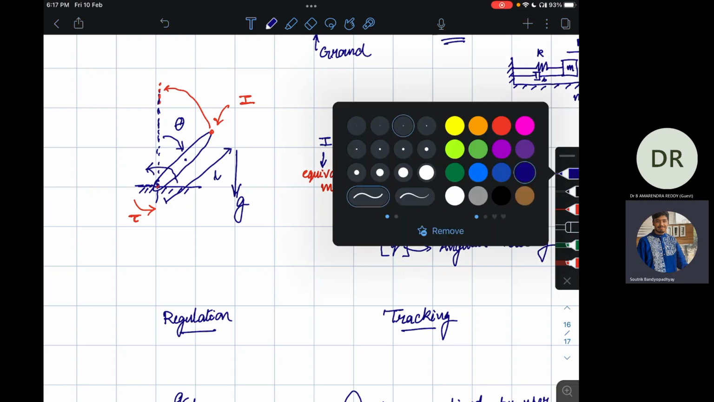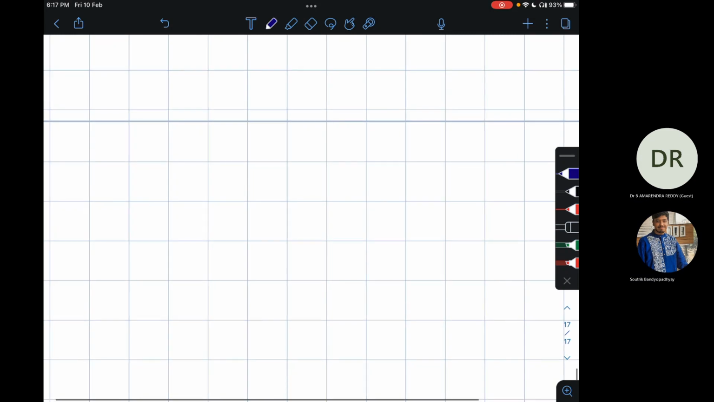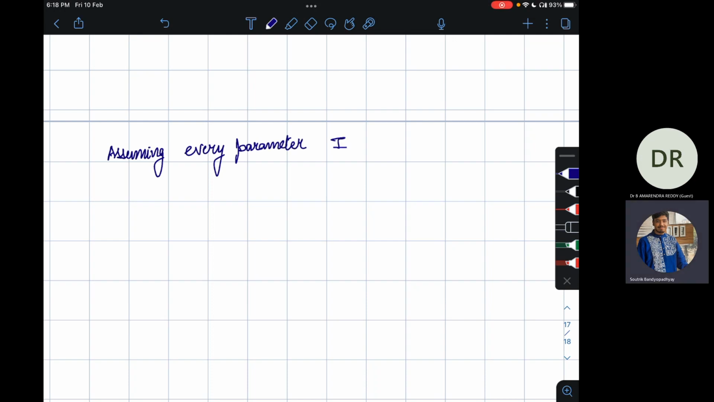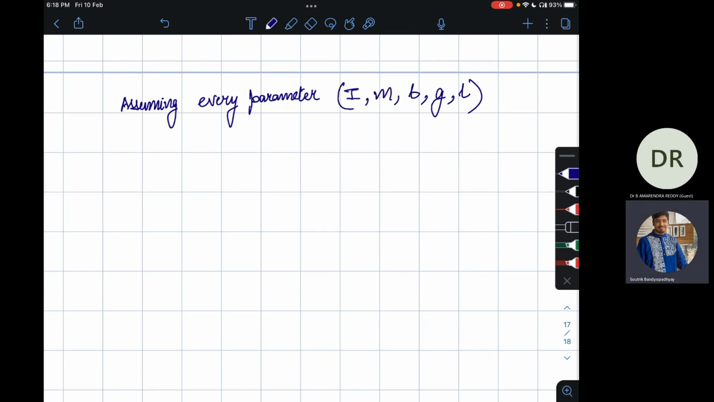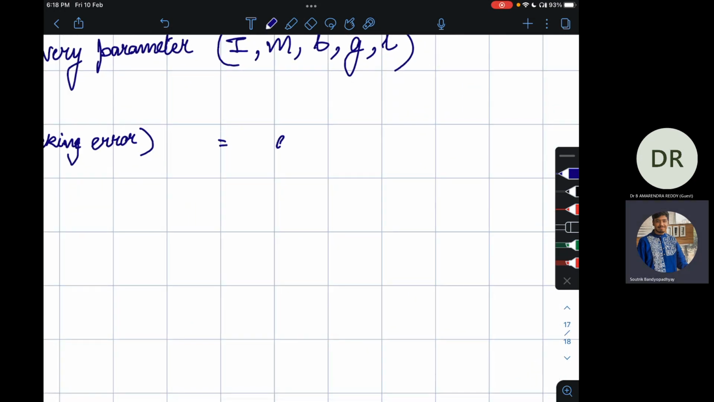In order to do that, we first look at, if everything was known, what would have been the control law. So assuming everything was known, every parameter, namely the I, the mass, the friction damping coefficient, the acceleration due to gravity, and the length, everything was known. Then what happens? In this framework, we talk about this concept of error or tracking error. Now, what is tracking error? Tracking error is nothing but the difference between the two states, q and q desired, right?